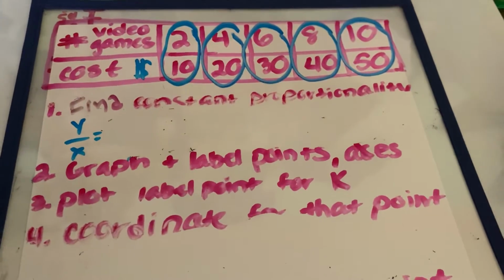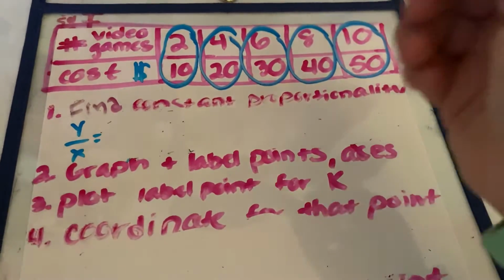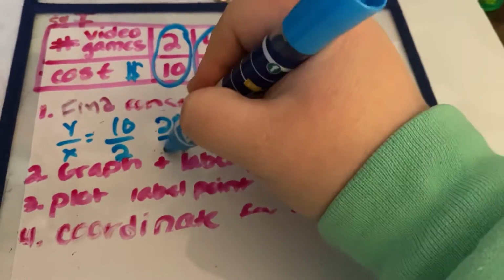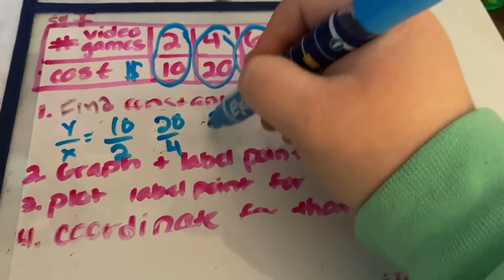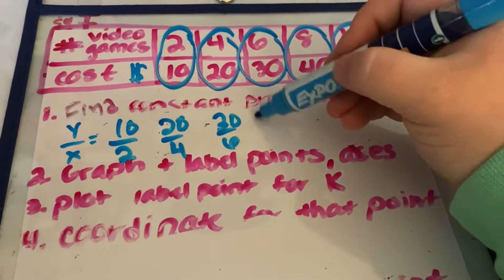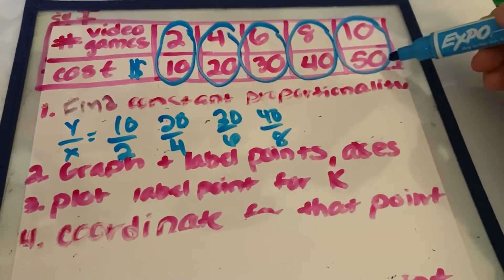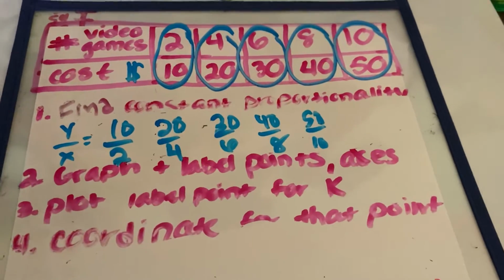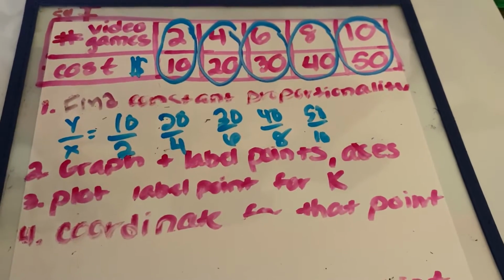So now let's put all of those into our fractions. So my first point is 2, 10, so my y is 10 over 2. Then I have 20 over 4, 30 over 6, 40 over 8, and last but not least, 50 over 10. So let's simplify those and see if they are equal.